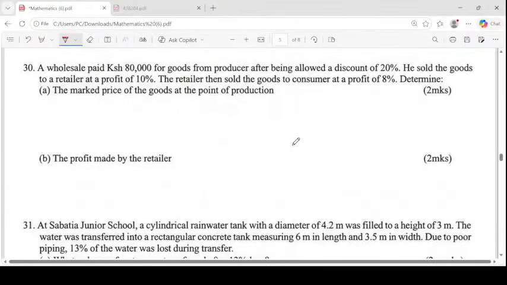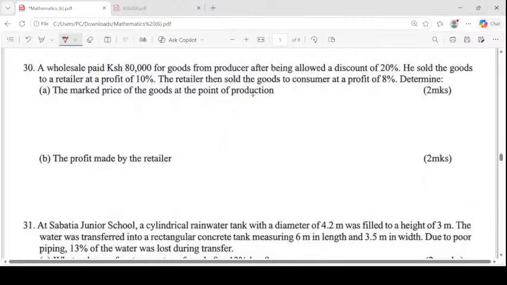We've been told a wholesaler paid 80,000 shillings for goods from a producer after being allowed a 20% discount. He sold the goods to a retailer at a profit of 10%. The retailer then sold the goods to a consumer at a profit of 8%. Determine part A, the marked price of the goods at the point of production.